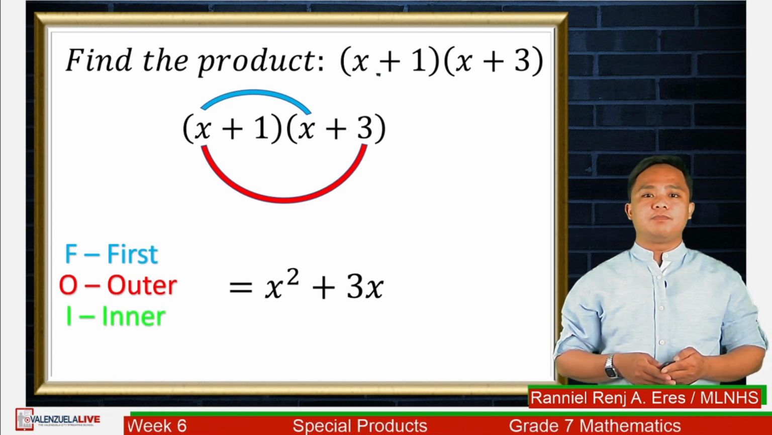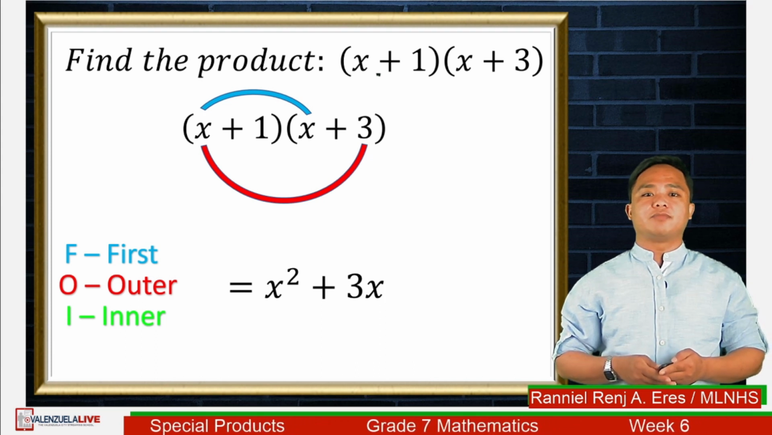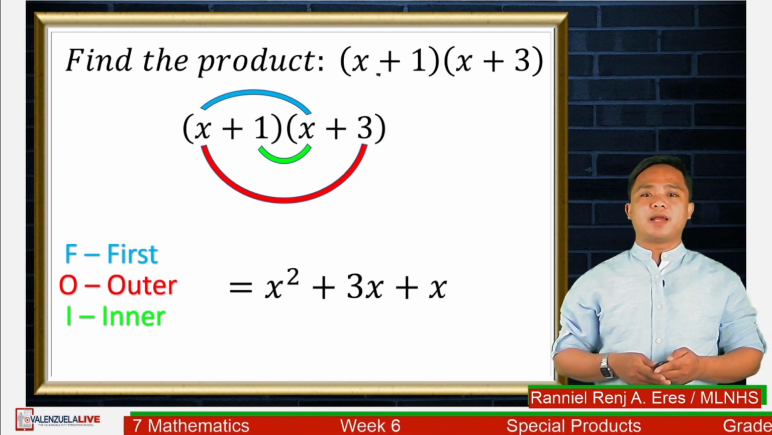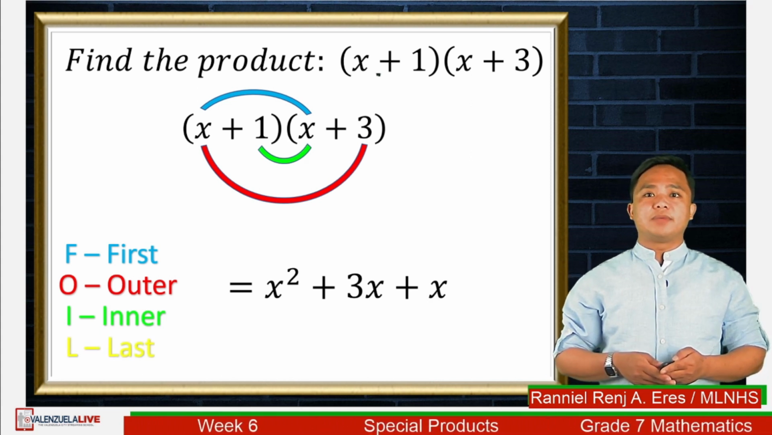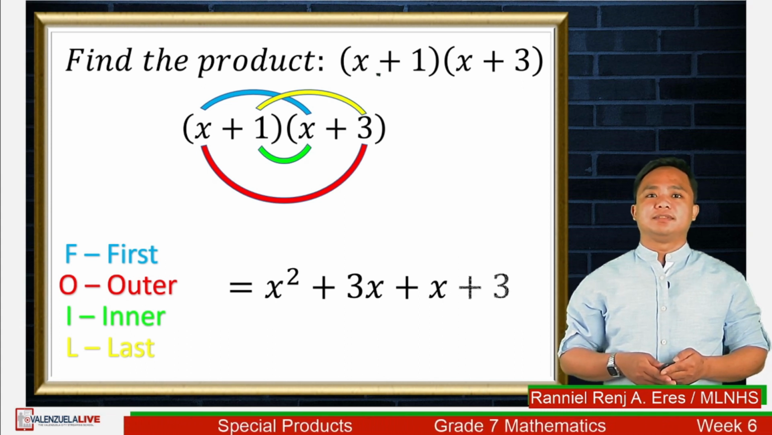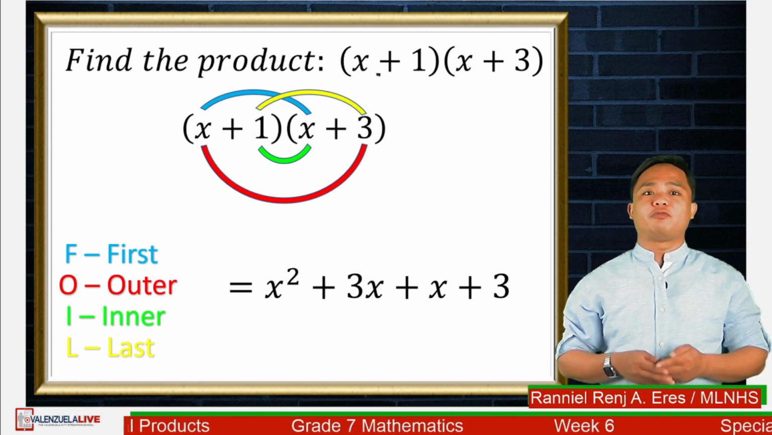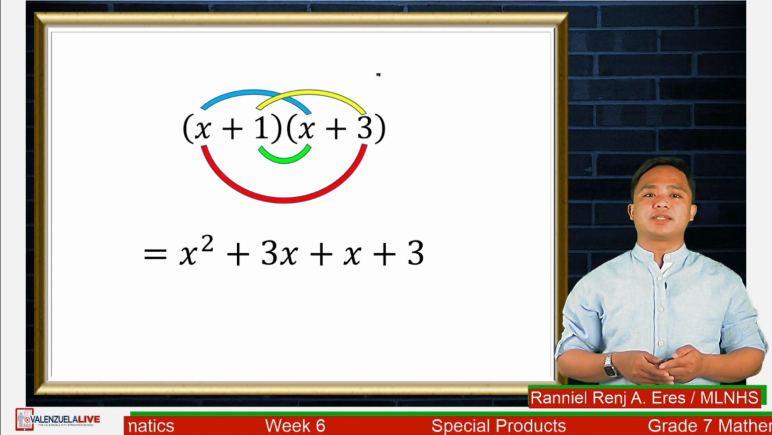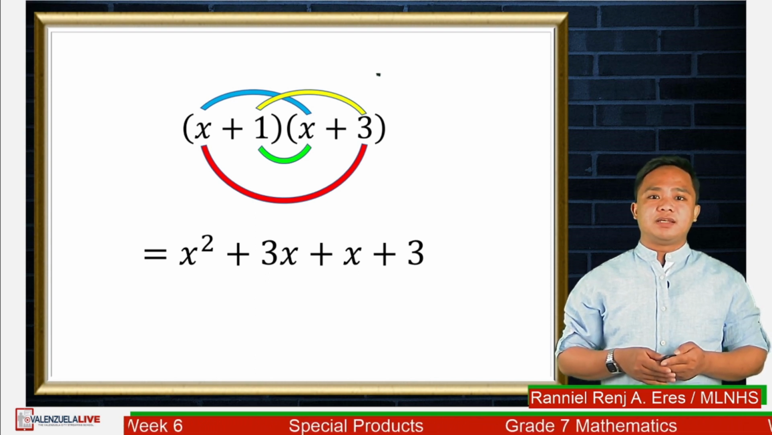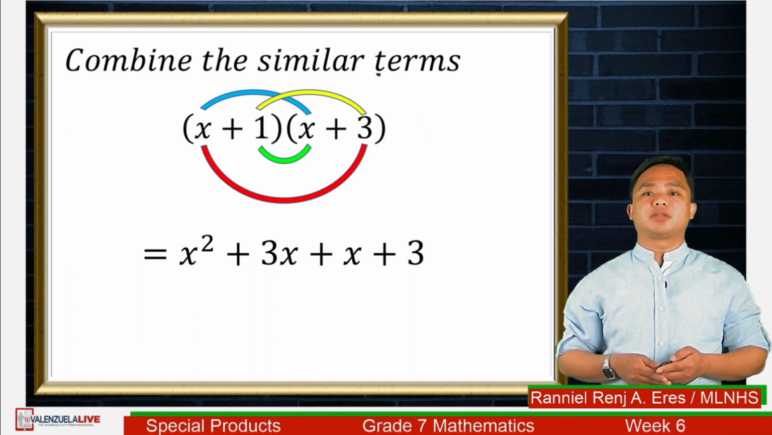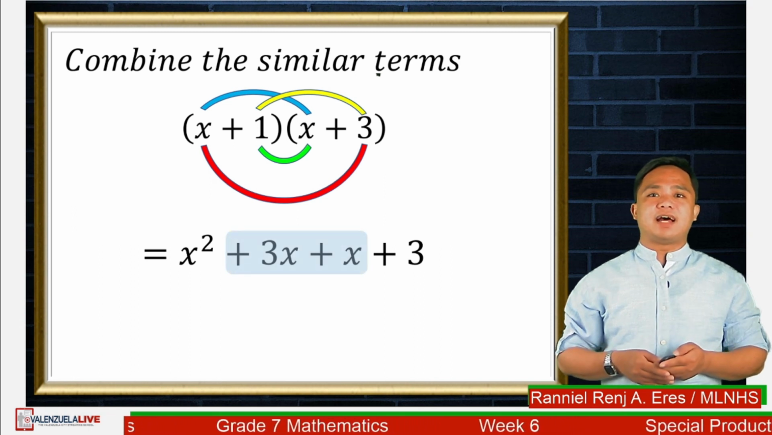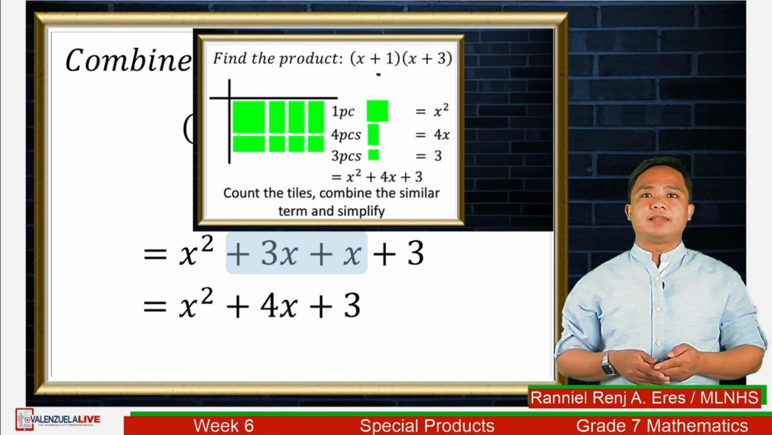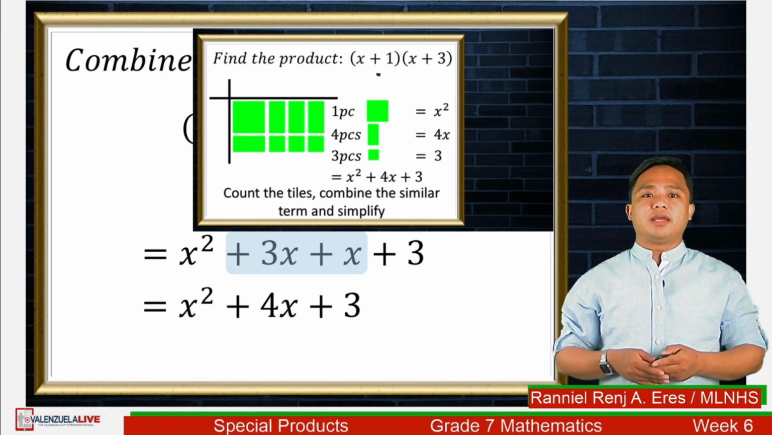Next, let's multiply the inner terms, which is the last term of one factor and the first term of the other factor. So we have 1 times x, and that is x. Lastly, let's multiply the last term of each factor, 1 times 3, and the answer is 3. So this method is what we call FOIL method, or others call it smiley method. Okay, so since we have an initial answer which is x squared plus 3x plus x plus 3, we can now simplify it by combining our similar terms. So we have 3x and x as our similar terms, and if we simplify that, we will have x squared plus 4x plus 3. And as we can see here, it is also the same answer that we got in our algebra tiles.